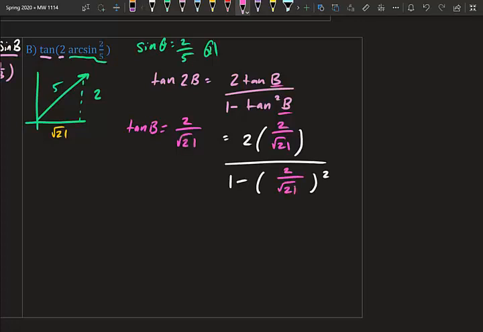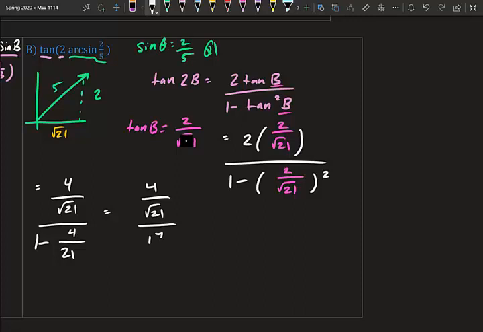Alright, now we're going to simplify. So we have 2 times 2, which is 4, over square root of 21, all over 1 minus, so 2 squared is 4, square root of 21 squared is 21. Keep simplifying, we can simplify the bottom. So we have 21 over 21 minus 4 over 21, which is 17 over 21.